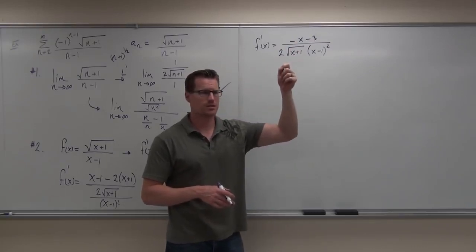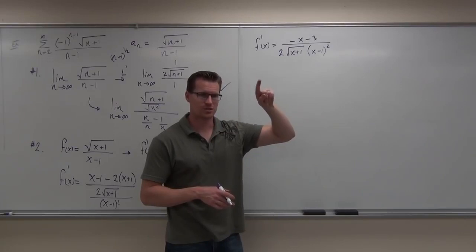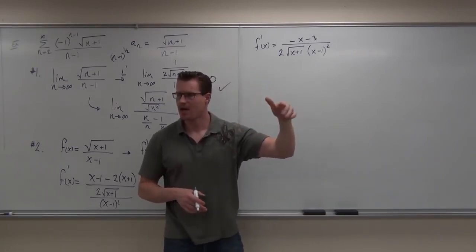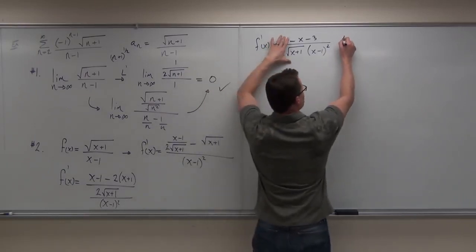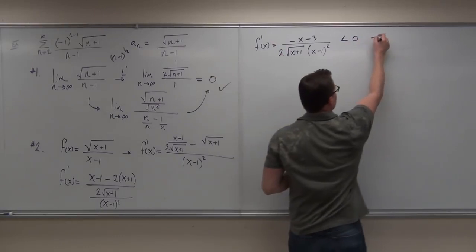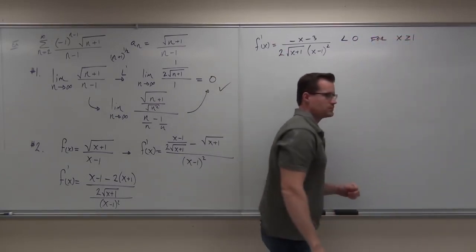No. It's always negative if x is greater than 1, yes, absolutely. Because if x is 1, you get negative 1. If x is 2, you get negative 2. If x is 3, you're going to get negative whatever you plug in. Does that make sense? That means that this is always less than 0 for x greater than or equal to 1.